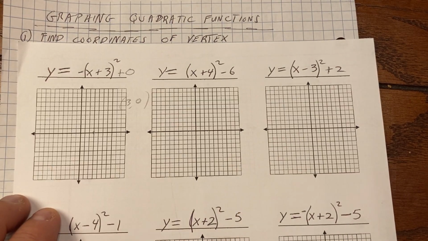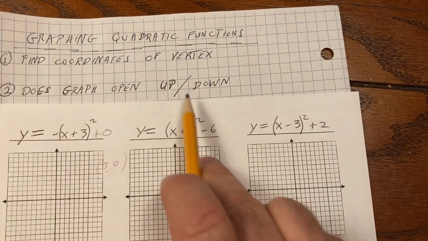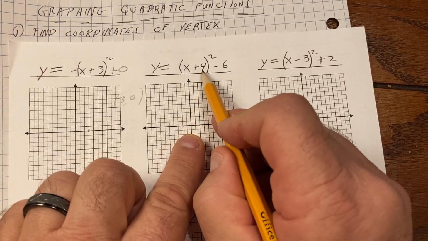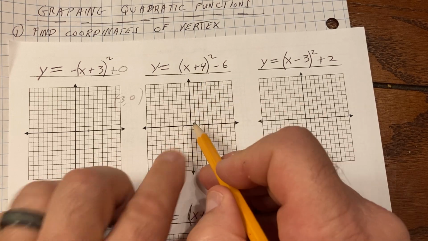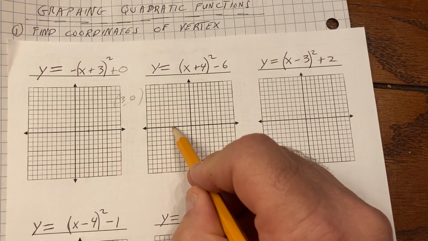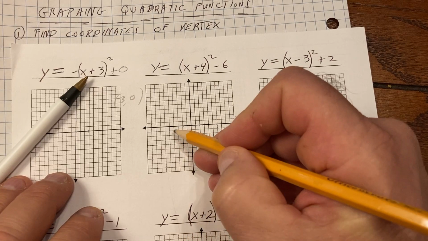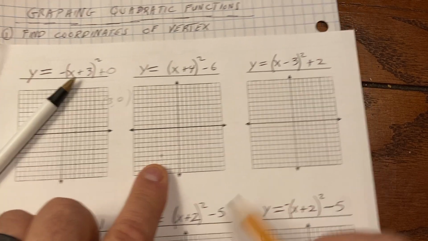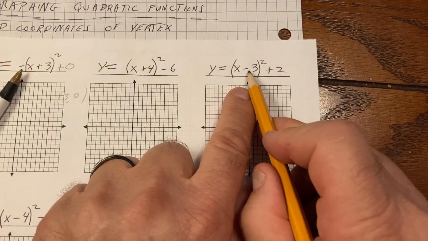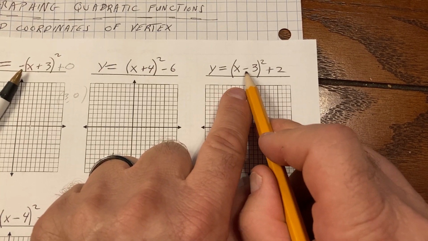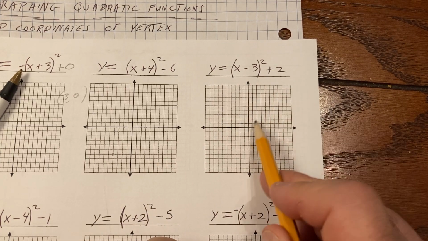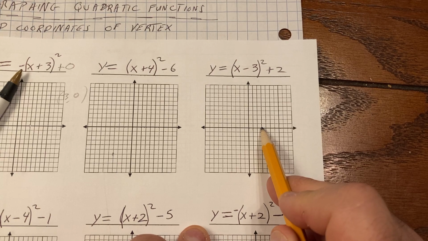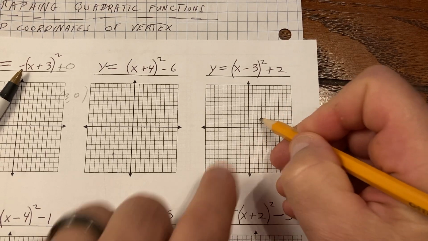Okay, I'm going to go through all the vertexes first, and then I'm going to do the next step. Okay, so here the vertex, start at the origin. The vertex is -4. It's not +4, it's -4. 1, 2, 3, 4, and go down 6. 1, 2, 3, 4, 5, 6. There's my vertex. For this one, the vertex is going to be, it's not -3, it's a +3, +2. With the X, so it's 1, 2, 3, up 1, 2. There's my vertex right there.